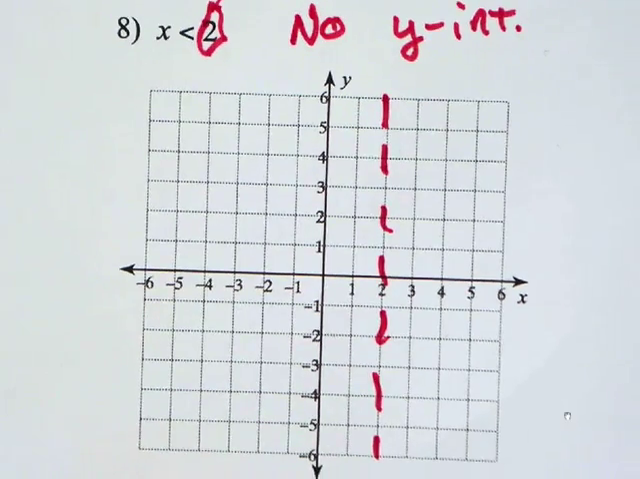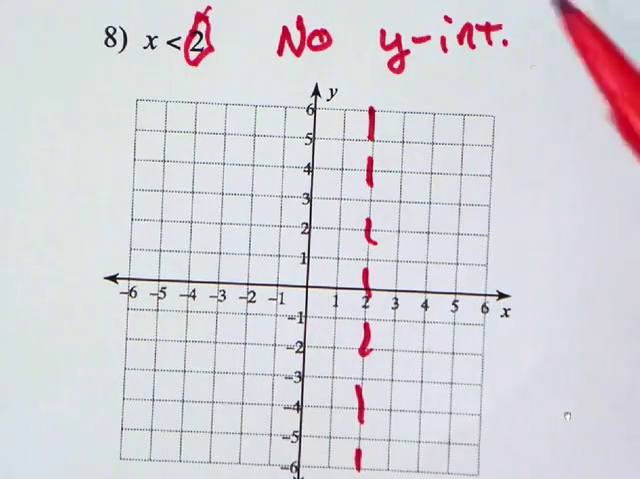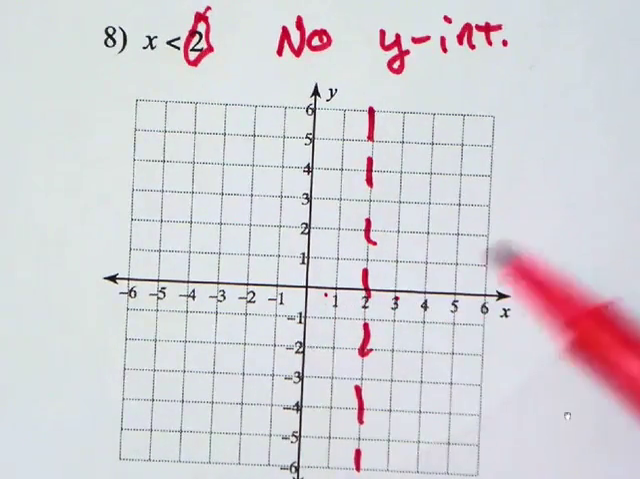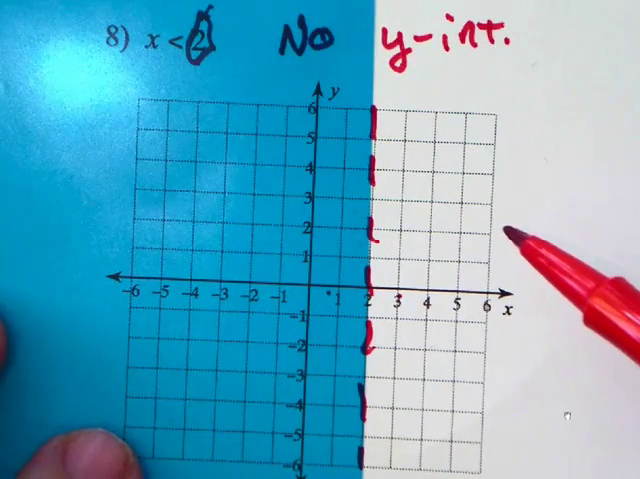Okay, now which side do we shade? This side or this side? Well, which number is less than 2? 1 or 3? 1 is less than 2, so we would shade that side.